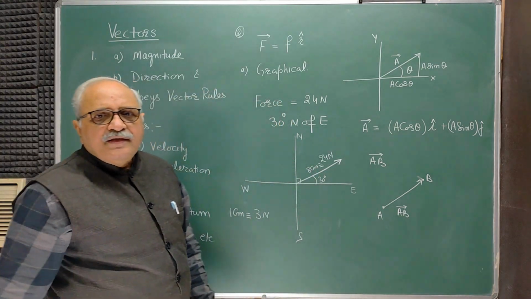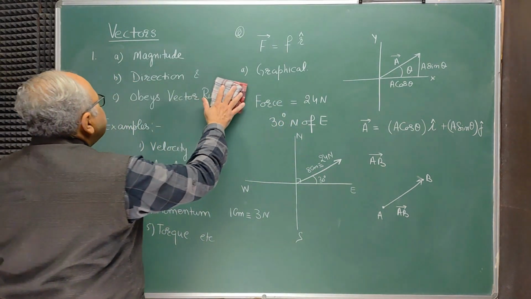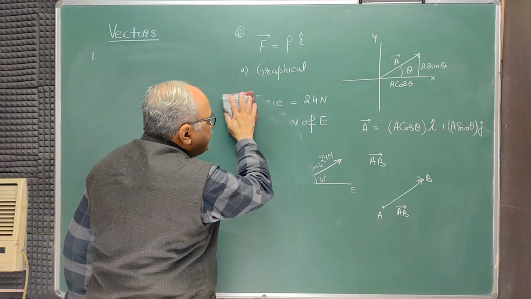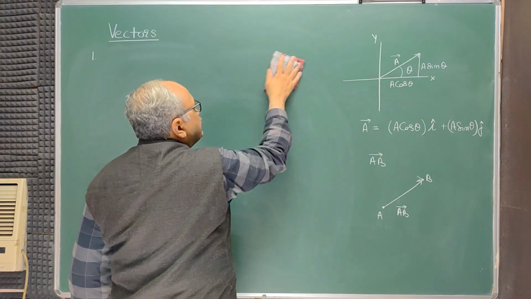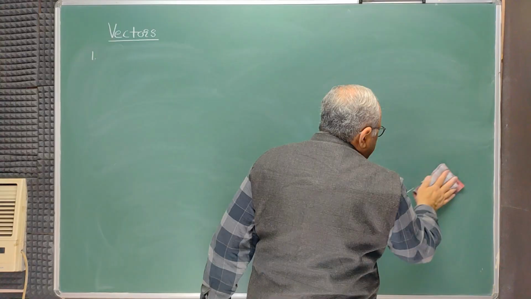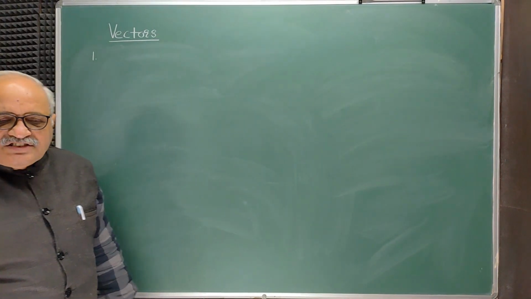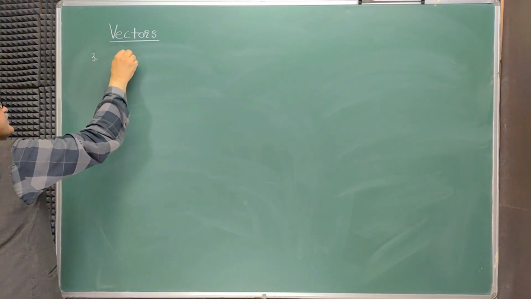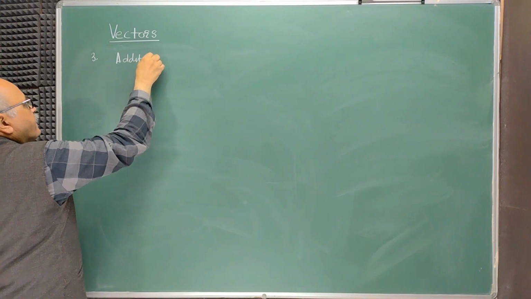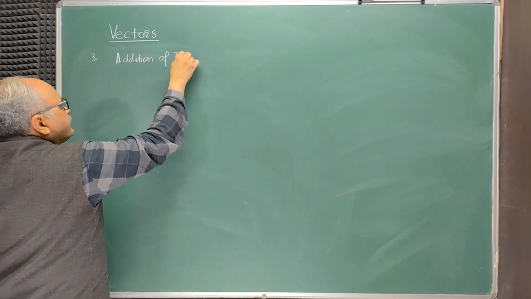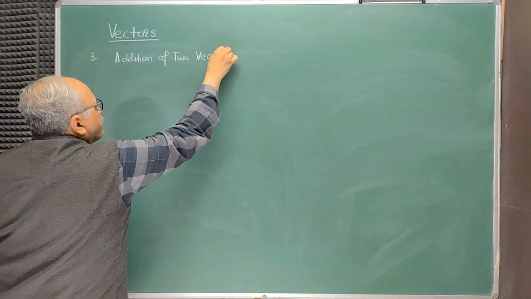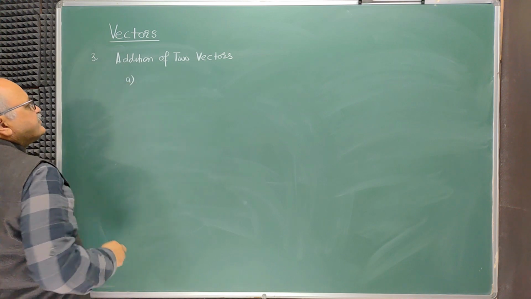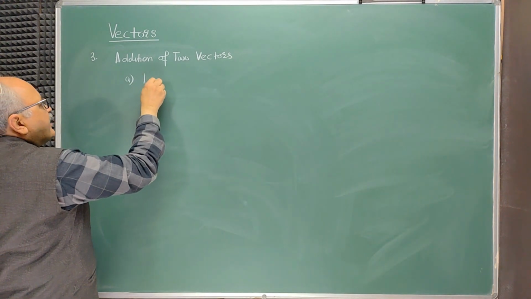Now next we are taking how we can do the algebra of vectors. Algebra means how we can add vectors or subtract vectors. Later on we'll also study the multiplication of vectors. So let's start with, first of all, the concept of addition of two vectors. There is a graphical method which is sometimes called the law of parallelogram.